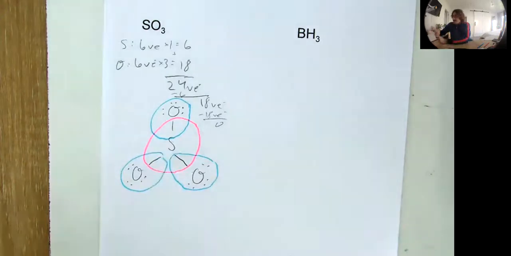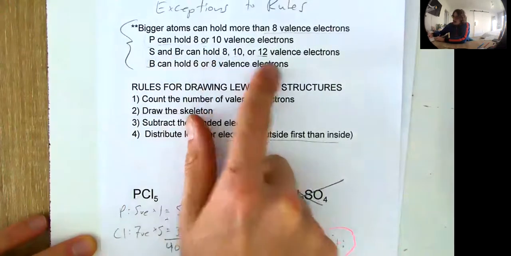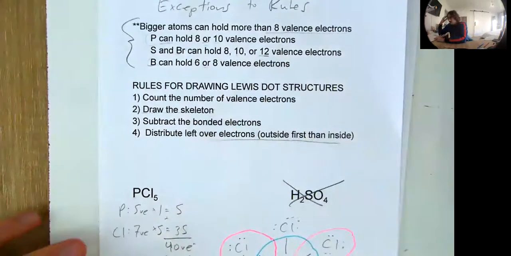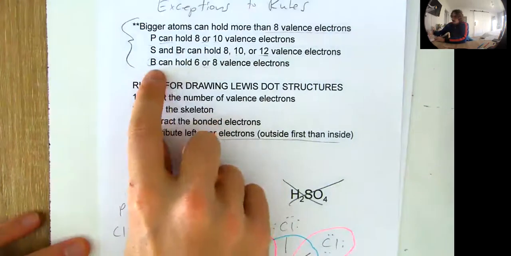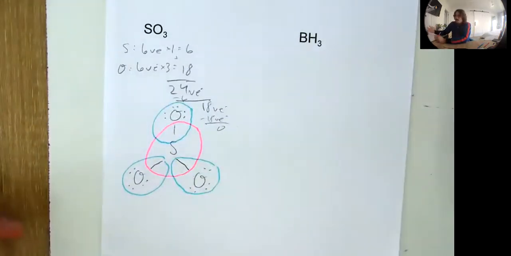The sulfur in the middle has 6 valence electrons, but that's okay because remember from the rules that we just wrote down, sulfur and bromine can hold 8, 10, or 12 electrons. Wait a second. Sulfur's not the one that could hold 6. That was boron. Uh-oh. So this is wrong then. So what do we have to do? Well, we can use a double bond.